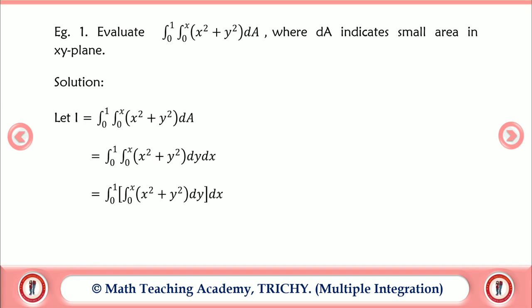That is equal to integral 0 to 1. When you integrate with respect to y, keep x as constant, so here x squared is constant and y squared is variable. So if you integrate this, keep x squared as it is, and then integration of dy gives y, and then plus integral of y squared gives y cubed by 3, and then apply the limit 0 to x.